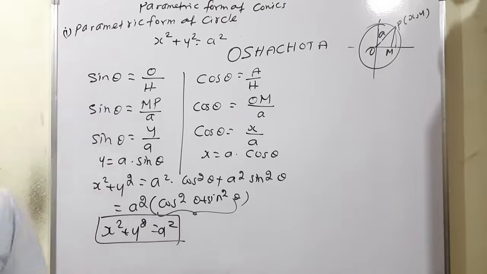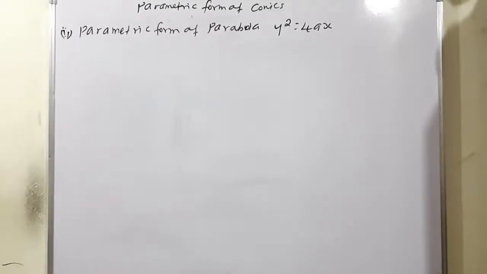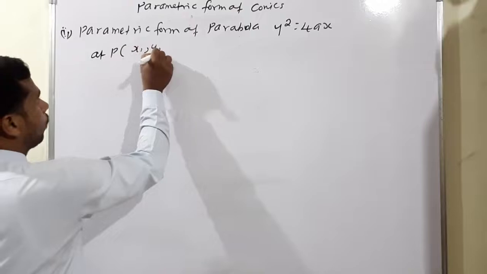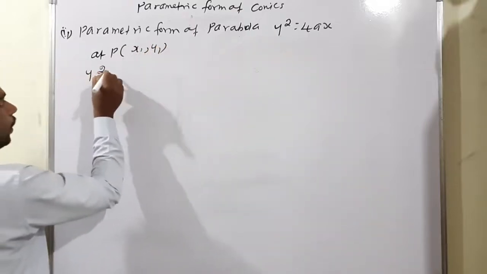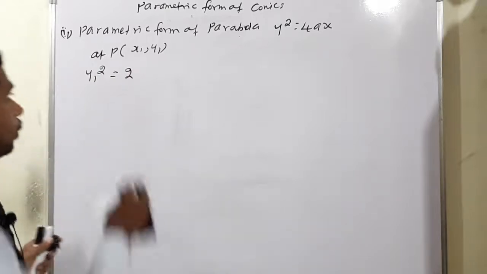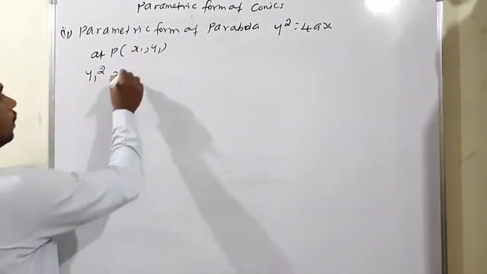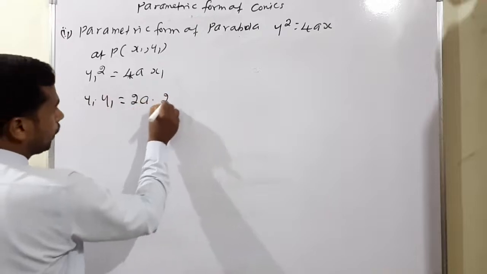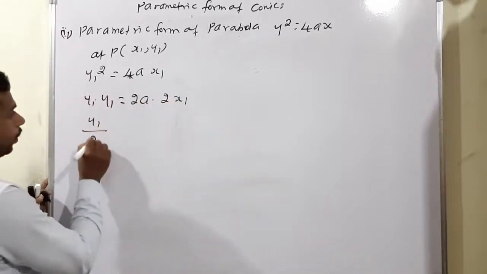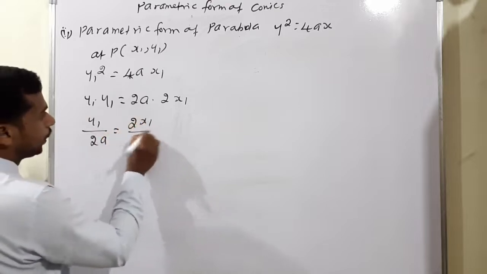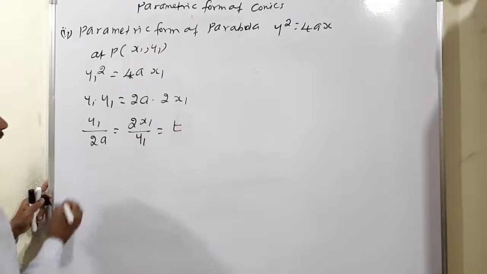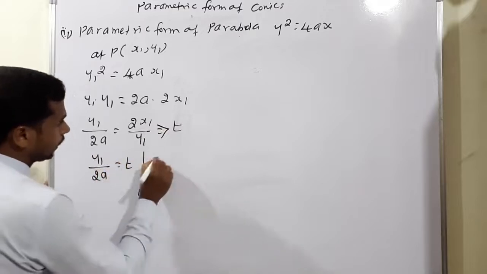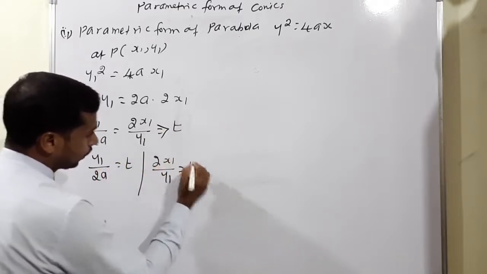I am moving to the second one. Condition y square is equal to 4ax at a point P, x1 comma y1, so instead of y square we can write y1 square is equal to 4a into x1. We have to split it: y1 into y1 is equal to 2a into 2x1. Therefore y1 divided by 2a is equal to 2x1 divided by y1. This whole term is considered for t, equating each time to t. So y1 divided by 2a is equal to t. Second condition, 2x1 divided by y1 is equal to t.